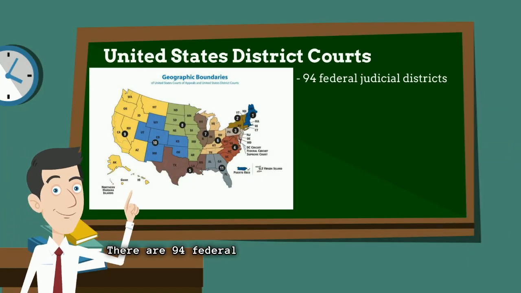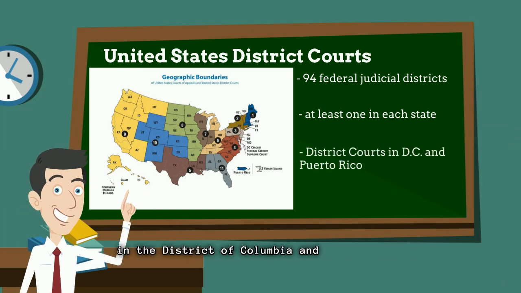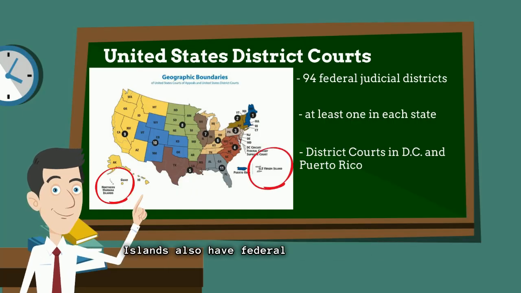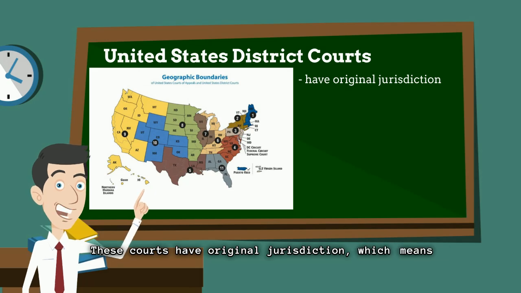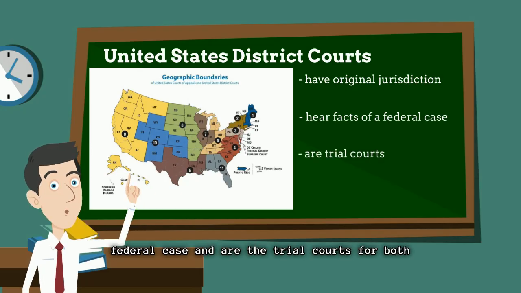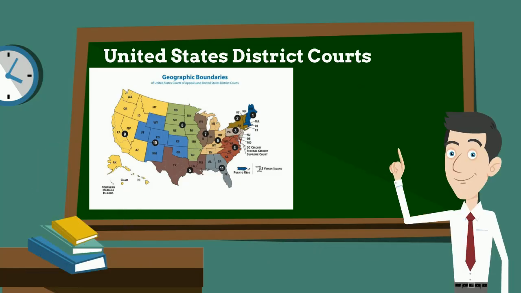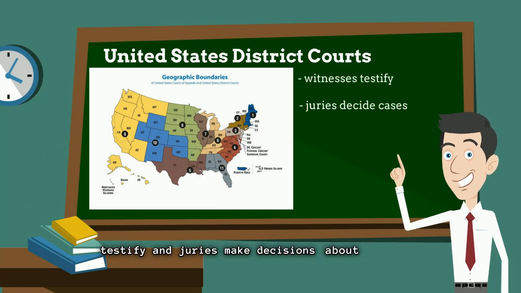There are 94 federal judicial districts, with at least one in each state, and district courts in the District of Columbia and Puerto Rico. 3 U.S. territories, Guam, the Northern Mariana Islands, and the U.S. Virgin Islands also have federal district courts. These courts have original jurisdiction, which means that certain cases must begin there. U.S. district courts decide on the facts of a federal case and are the trial courts for both civil and criminal cases at the federal level. These are the only federal courts where witnesses testify and juries make decisions about the case.